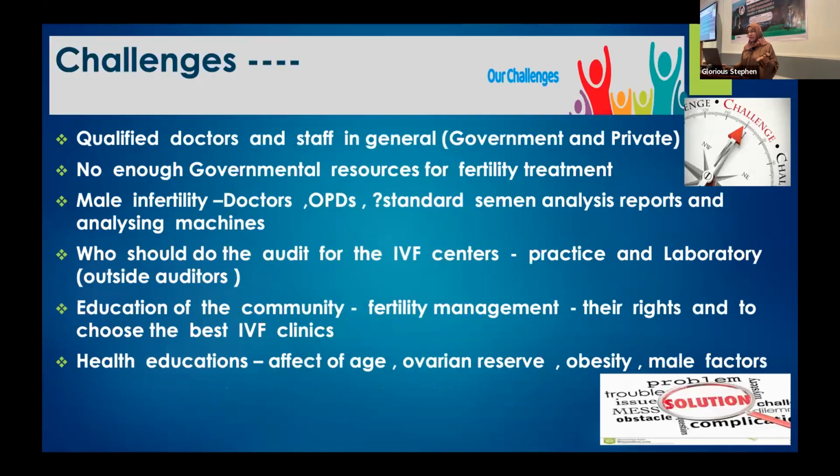So yes, we have challenges. Like the number of qualified doctors available in the private sector is not much. There's not enough governmental resources for fertility treatment. We have to admit that. There are not enough male fertility specialists available.